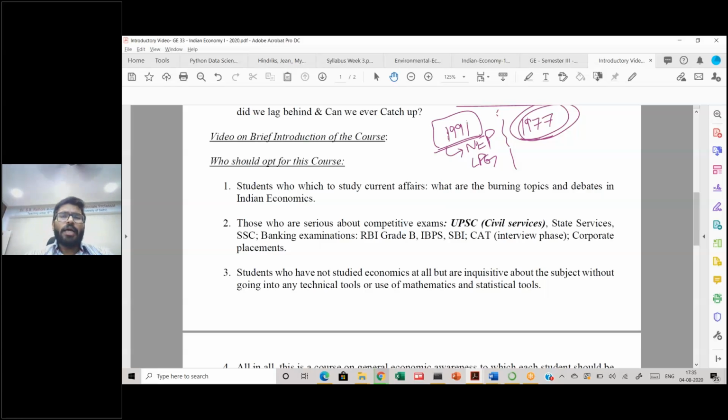And lastly, what I wanted to tell you is that this course does not require any technical tools, mathematical or statistical tools. It does not require any background in economics. So anyone who's genuinely interested in the Indian economy, who's inquisitive about what is happening in the realm of the Indian economy, should take up this course.